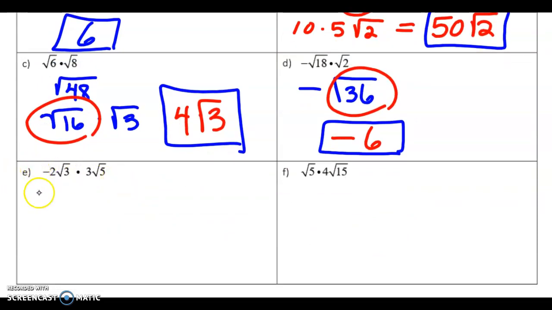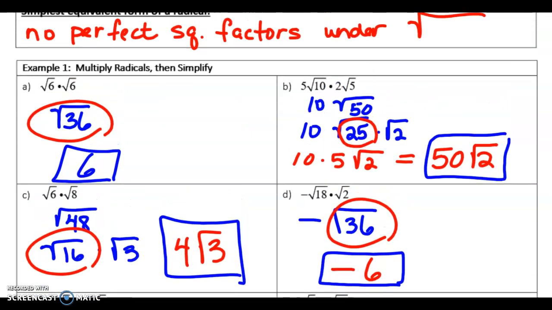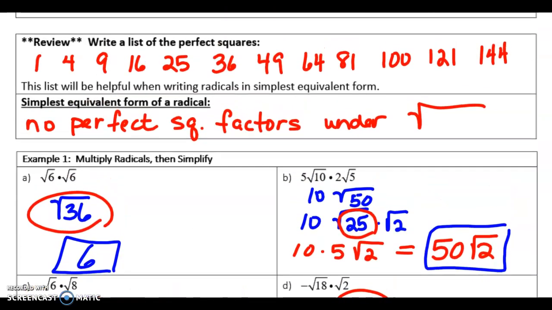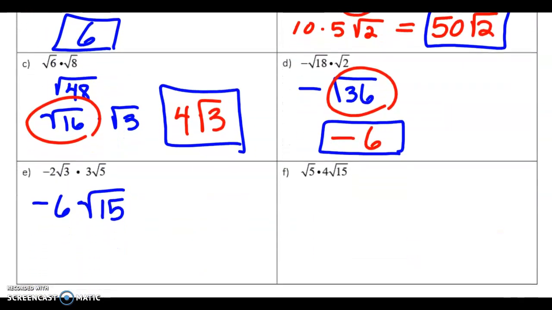Here, numbers in front get multiplied. That's negative 6. Numbers underneath get multiplied. That's 15. When I look at my list of perfect squares, if it's 15, 9 does not divide in evenly. 4 doesn't divide in evenly. 1 does divide in evenly, but it's just 1 times 15, so that wouldn't change anything. So this is the best you can do for this problem. That is the answer, and that's okay.